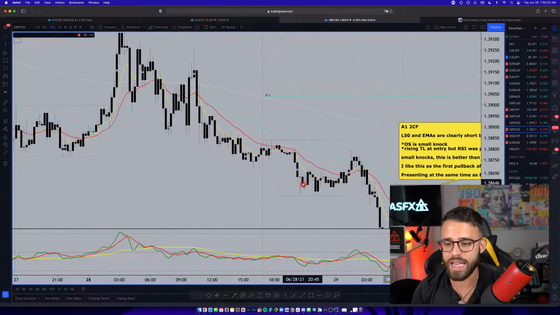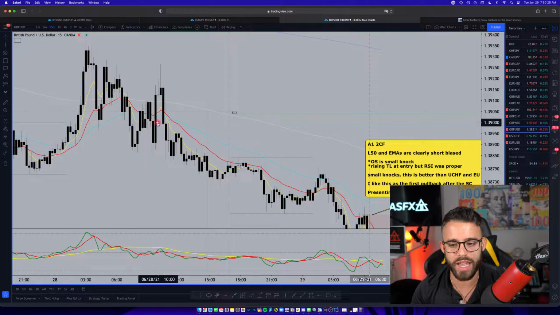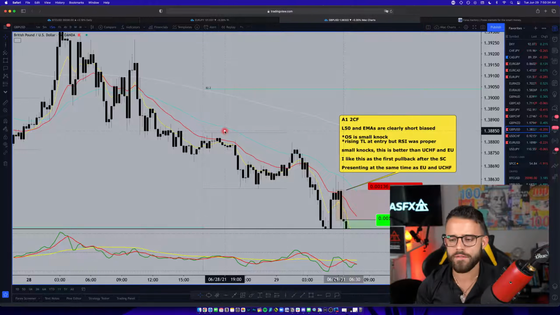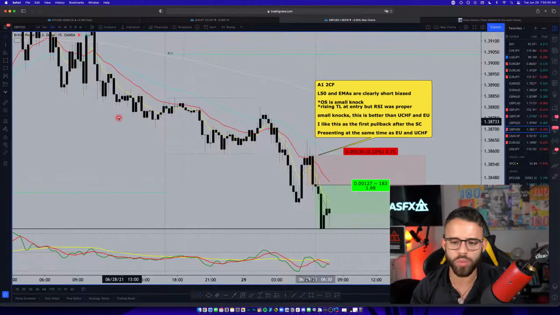On top of that, EMAs are very bearish. 800 EMA is on top. We had the 200 stay above the 50 yesterday, and overnight, you can see that 250 EMA really start to fan out, which is a good sign that trend is holding well, that bearish trend is holding well. And on top of that, price is making lower lows and lower highs.